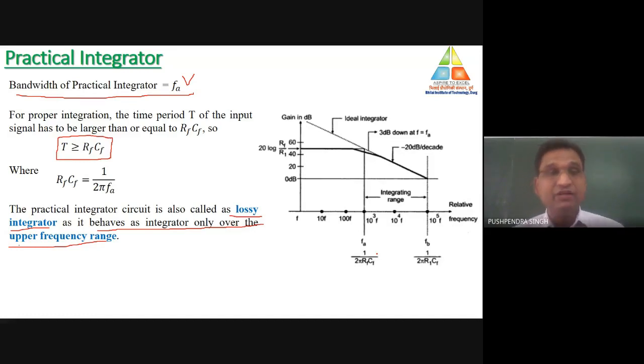The meaning of lossy integrator is not that there is any kind of loss generated in the circuit, but that it behaves as an integrator only at the upper frequency range. That's why it is called a lossy integrator. Don't confuse this with the naming. Lossy means it only behaves as an integrator at the upper frequency range.